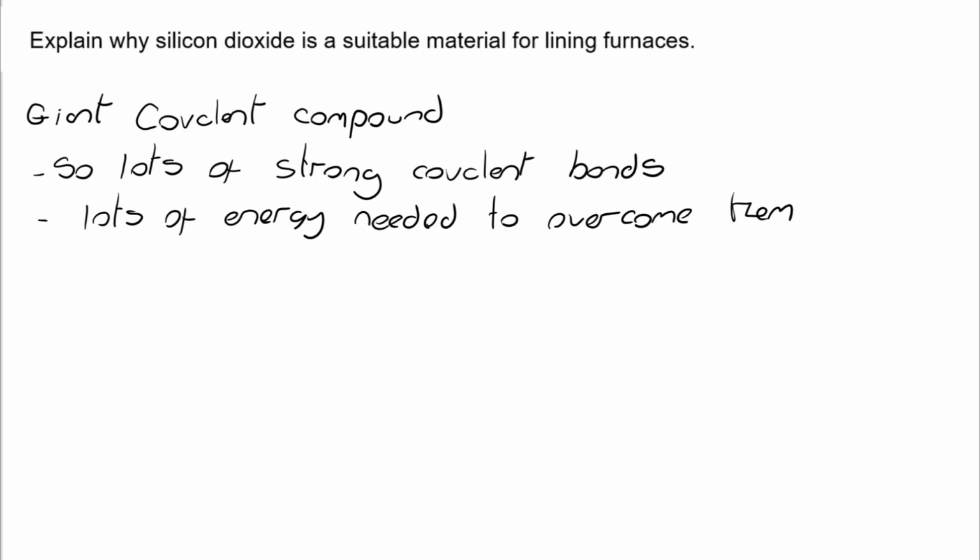Now, because it's giant covalent, that means it has a high melting point, and that takes us back to this idea of we're making a furnace. We want that furnace to be able to withstand high temperatures. If the wall's melted, that's not going to be so good.